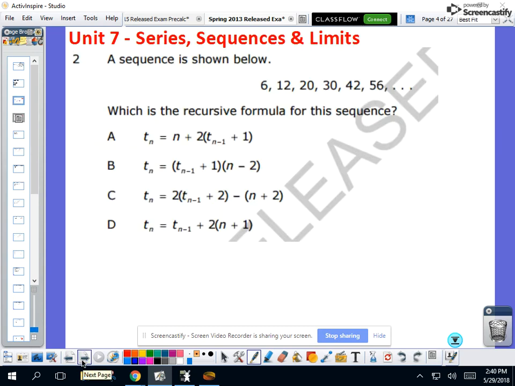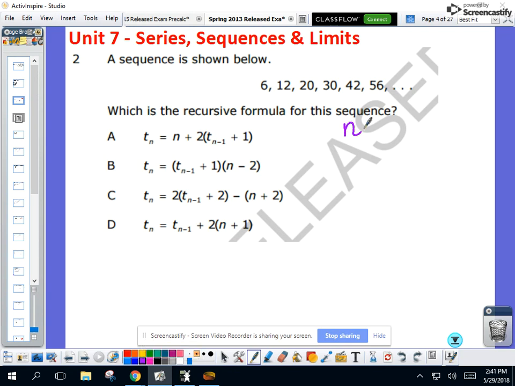Number 2, this is from our Unit 7, which was series, sequences, and limits. It's giving us a sequence 6, 12, 20, 30, 42, 56, and we are asked to generate the recursive formula for this. These recursive formulas don't look like the recursive formulas we studied, so this is a guess and check type of problem. Here are some things that are helpful in these formulas for you to know.